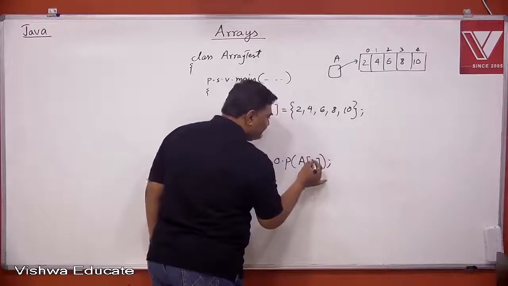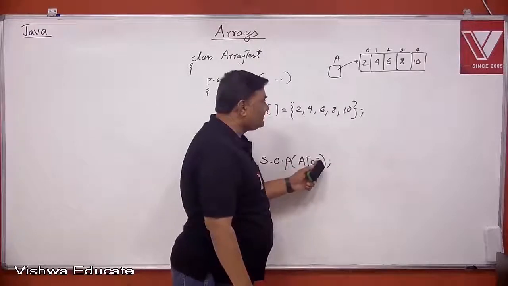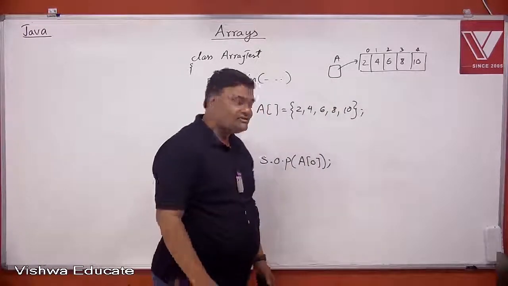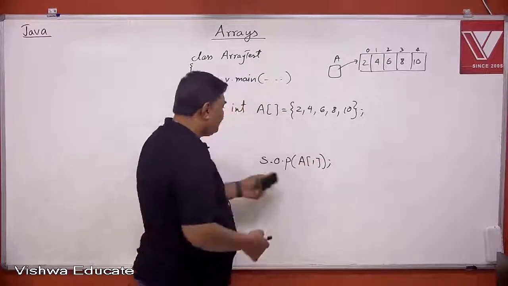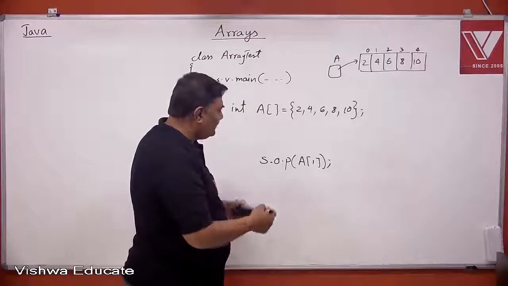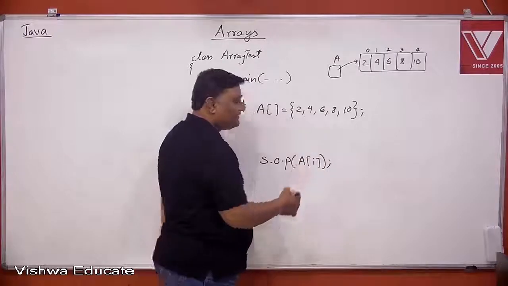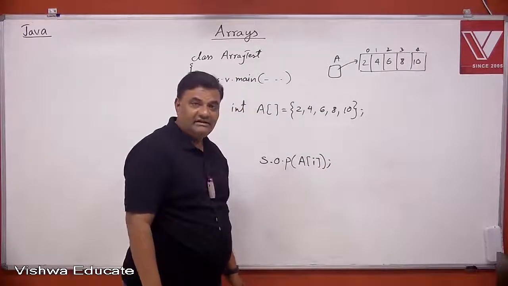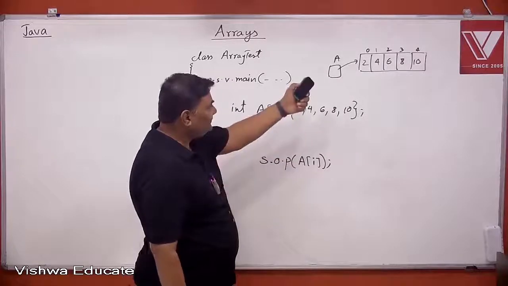Here I will say 0 first. So now System.out.println a of 0. What will be printed? a of 0 will be printed. Next, I will write 1. If I write 1, then what will be printed? a of 1. So like this, I want to print all. So instead of writing 0, 1, 2 here, can I write i here? Yes, you can write i here. You can use a variable there. Then that variable should be changing its values from 0 to 4.